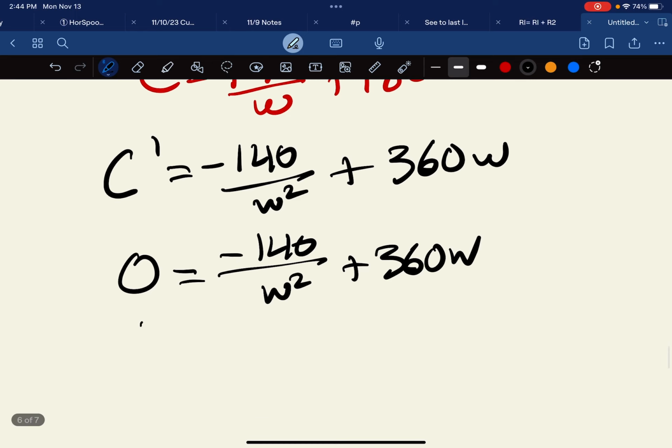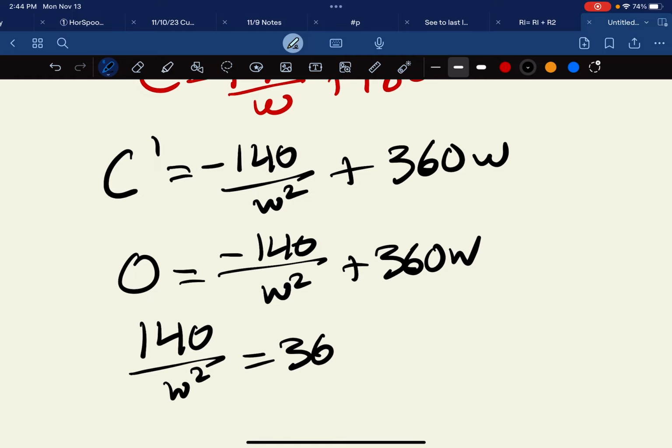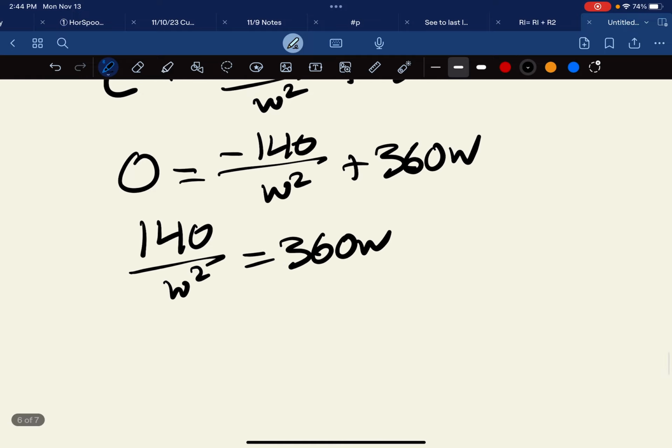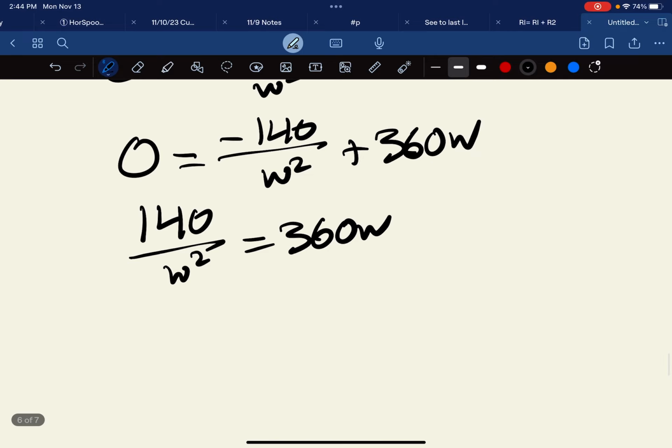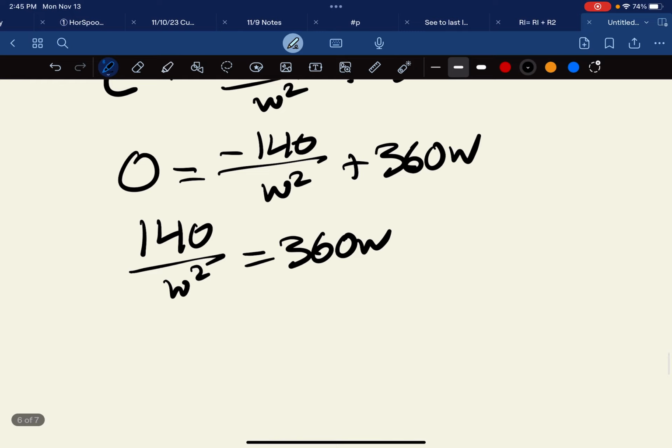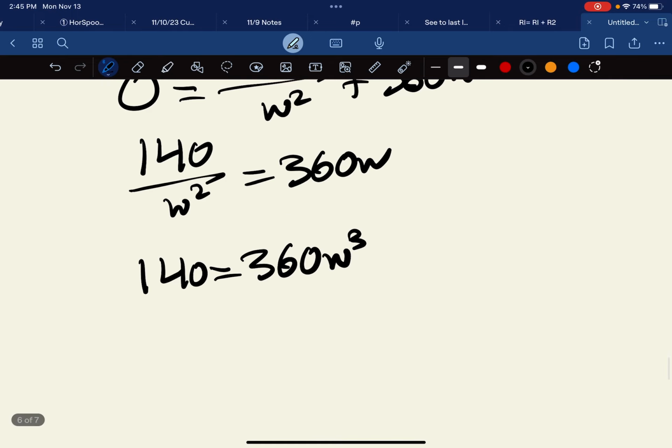So then we can just move this 140 over w squared over, set it equal to 360w. We multiply both sides, or I guess we divide both sides by, actually wait, let's multiply both sides by w squared. So 140 equals 360w cubed. So then w is going to be the cube root of 140 divided by 360.